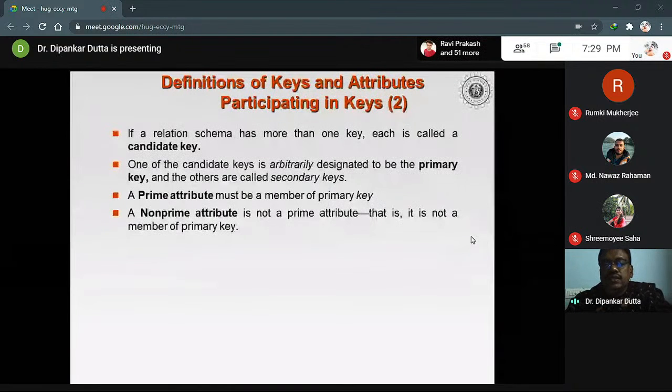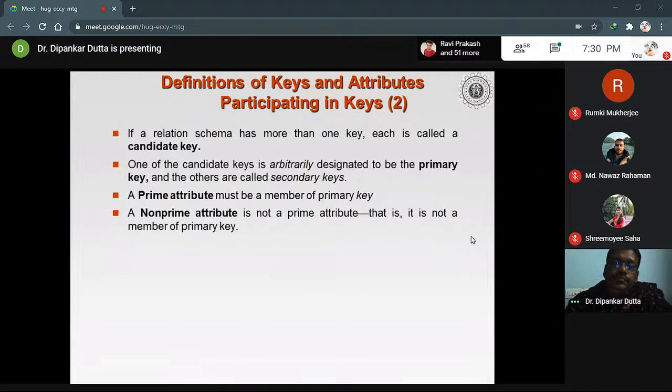Now, in a relational schema, there may be more than one candidate key. Okay. So, SSN is a candidate key, then name of the employee plus address of the employee together is another candidate key. So, in a relation, there may be more than one candidate key.